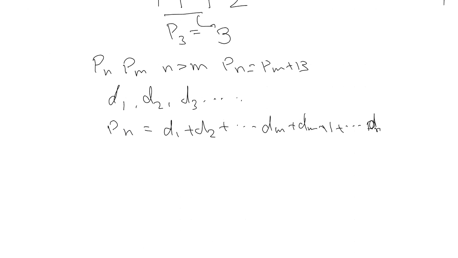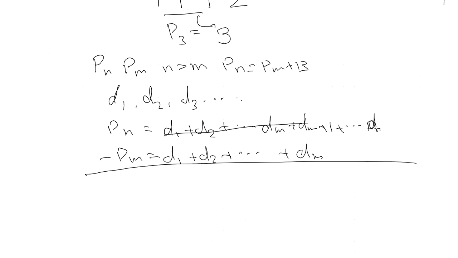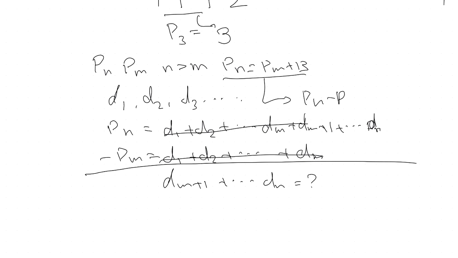So next, P m is equal to D1 plus D2 plus all the way to D m, and if we subtract these, all of these terms cancel out, and we're left with D m plus 1 plus all the way to D n. Now, this condition tells us that P n minus P m equals 13. So this has to equal 13, and that means the consecutive days from m plus 1 to n have a total of 13 hours. So that satisfies our condition.